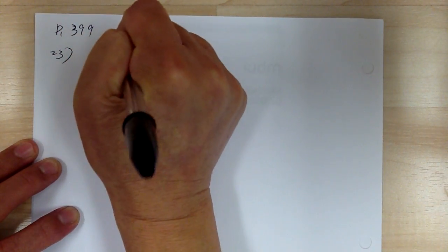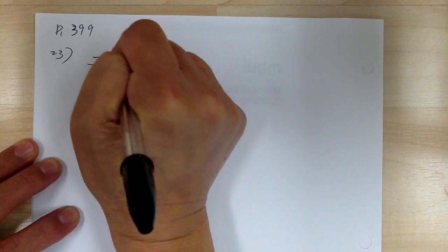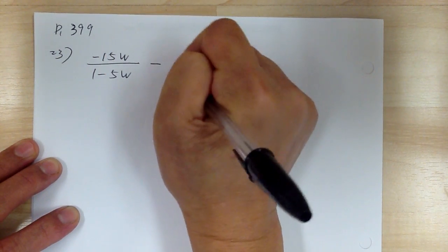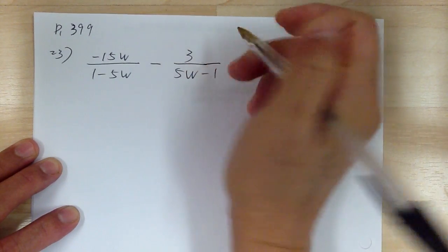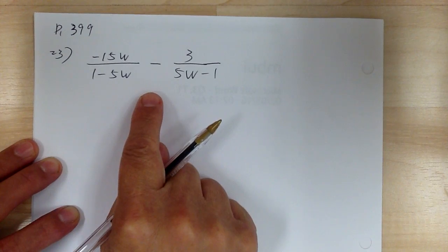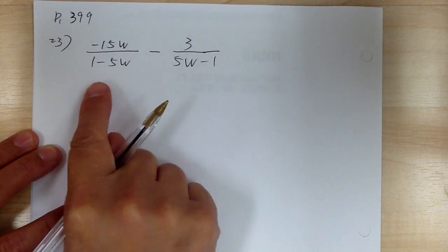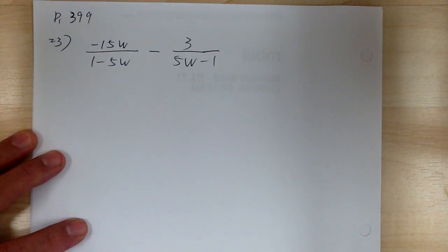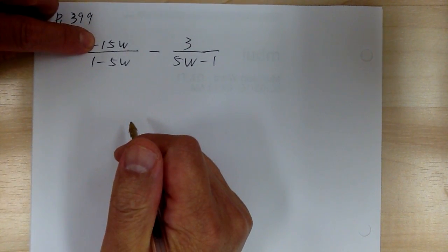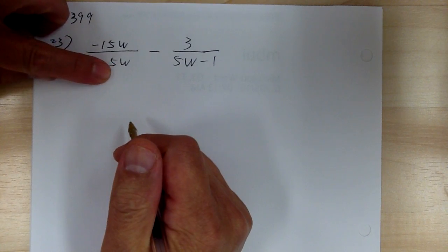You got negative 15w over 1 minus 5w, minus 3 over 5w minus 1. So again, right now they are different, so you need to make them the same. Again, the way to make them the same is to use a negative to switch the subtraction. So this one has a negative over here. So I'm going to use this negative to switch the subtraction on the bottom.